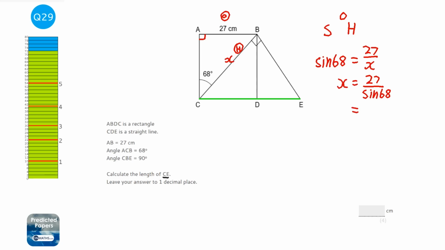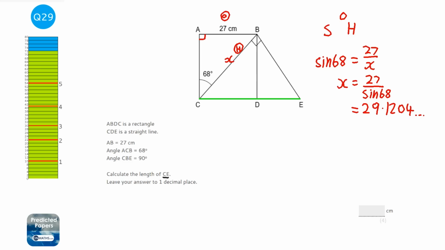And so if I do that on the calculator, 27 over sine 68, and that gives me 29.1204. And I just do a few more decimal places than usual because it's not an answer and you should never round your working out. If it's asking for one decimal place, I think 4 decimal places should be enough, but I'm going to try and keep it in the calculator if I can.